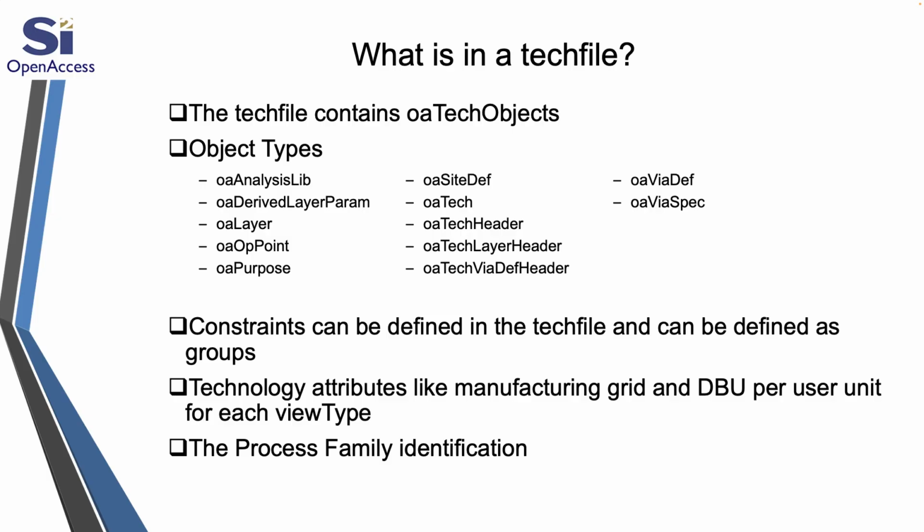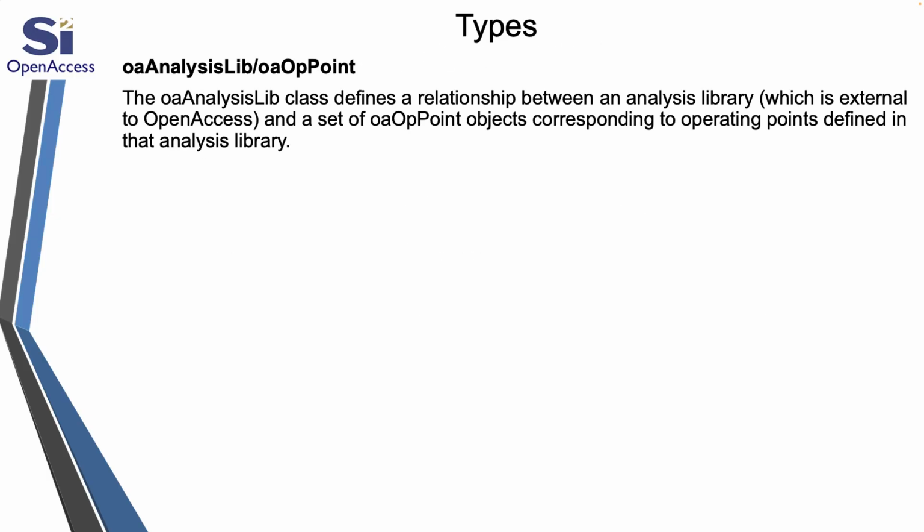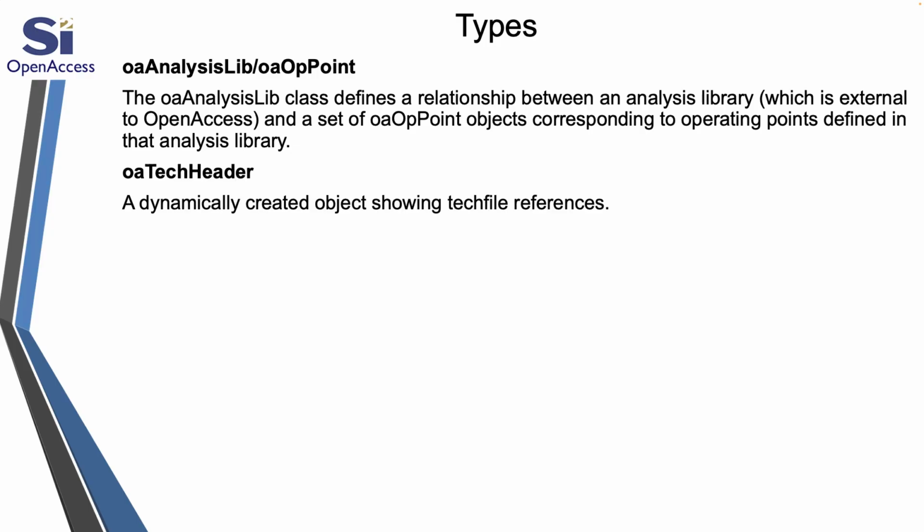All the designs in the library are normally referenced in the primary Techfile. The analysis lib is outside the OpenAccess database. The Techfile enables a reference to that library so you can get important information such as operating points or PVTs. The tech header is created dynamically and allows the application to check which Techfile is being used. If you attach another Techfile, it becomes primary.